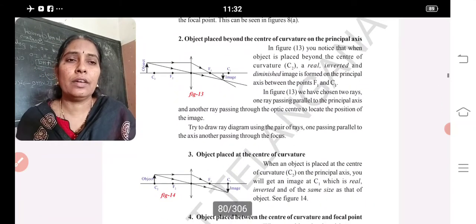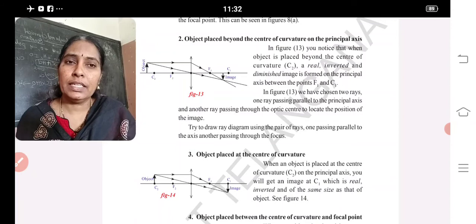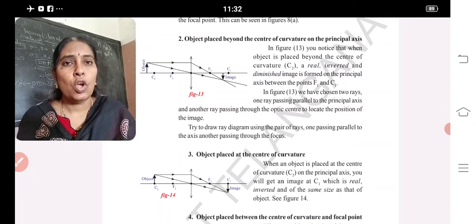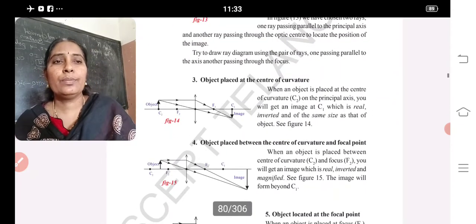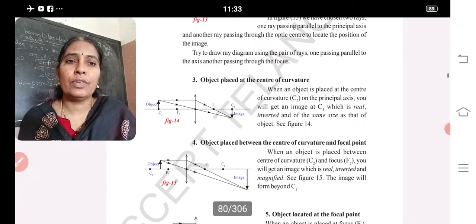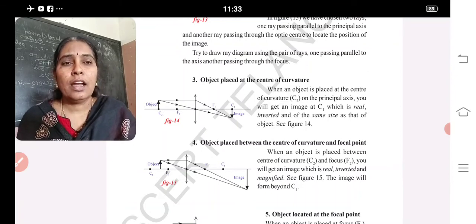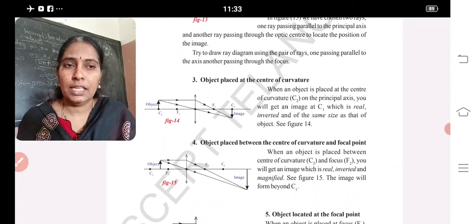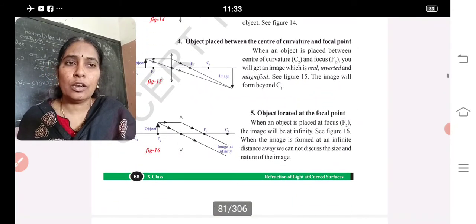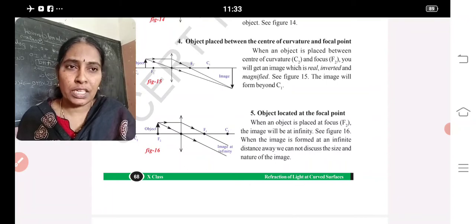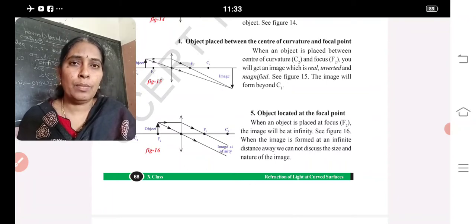Object placed at the center of curvature. When the object is placed at the center of curvature, where will you get the image? On the same center of curvature, and it is real, inverted, and the same size. Object placed between center of curvature and focal point. When the object is placed between C and F, the image will be beyond C, and it is an enlarged image. Object located at the focal point. When the object is placed at the focal point, we get the image at infinity. As we cannot see the image, we cannot discuss the size and nature of the image.